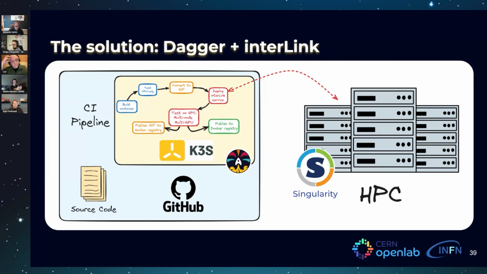And then at some point, when some of the tests are passing, the container will be pushed to some Docker registry. And then interLink will make sure that the container is actually pulled on HPC, converted, and part of the tests are actually being executed on HPC. So the tests that need to run on HPC will run on HPC. And once the tests are passing or failing, when tests are passing, the pipeline will continue.